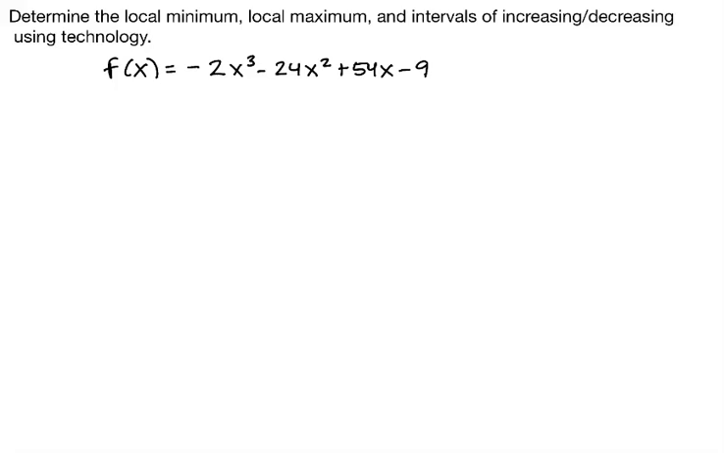So some things we can tell just thinking about what we've learned previously about end behavior, that we know that the left side of this graph will go up and the right side will go down since we have an odd degree and a negative leading coefficient.